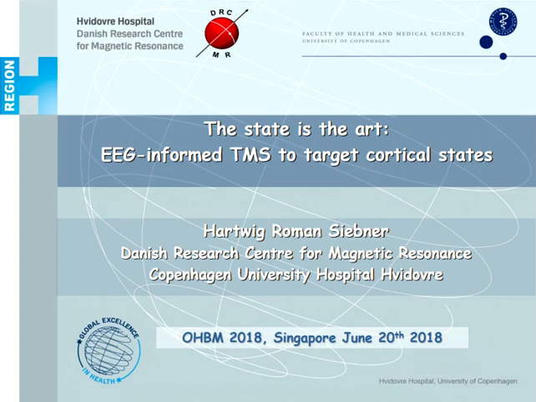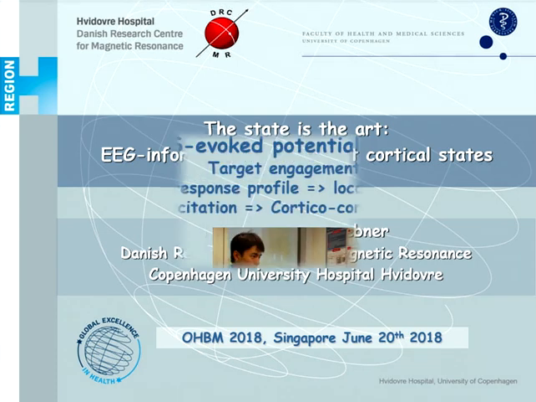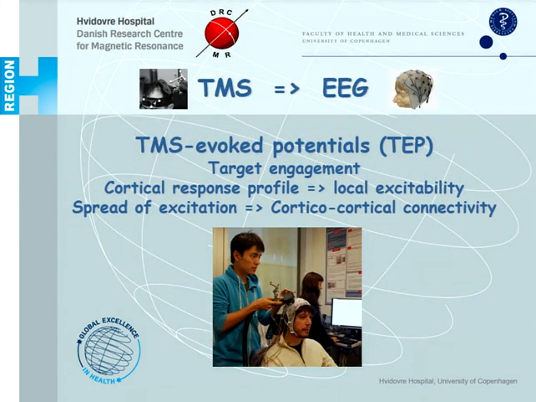Thank you very much. In my talk, I will focus on two things. One is TMS triggering EEG, and the second one is EEG triggering TMS. So when we use TMS and evoked potentials and measure them, we do this in order to probe the profile at the local site, but of course also hoping that we can capture the spread to other areas.